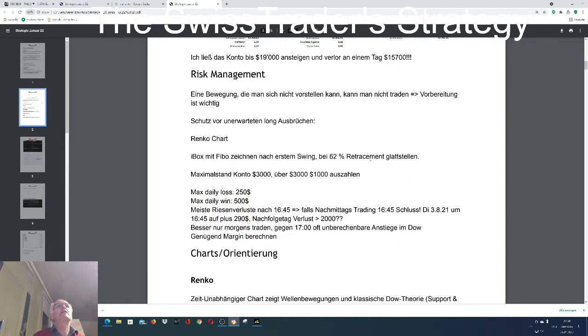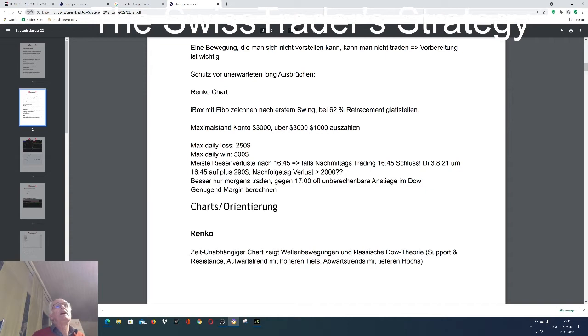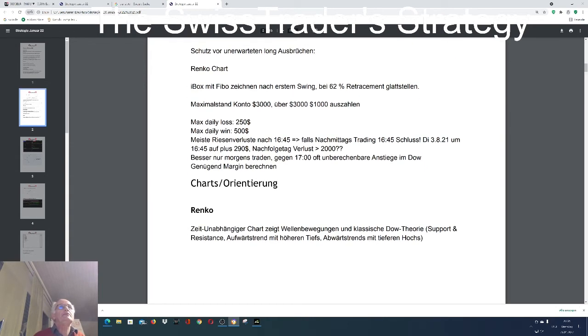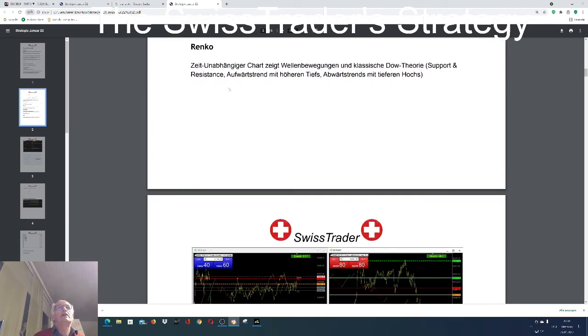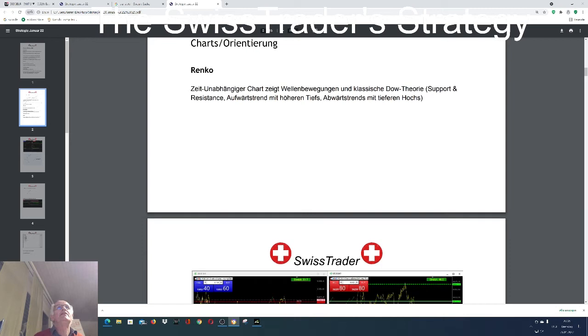Risk management: you have to be very well prepared every morning, because you can't trade a movement you can't mentally understand. And this Renko chart is very good. The Renko chart is very good.